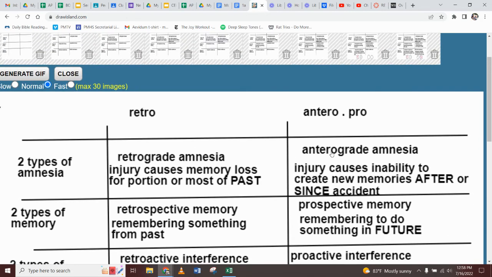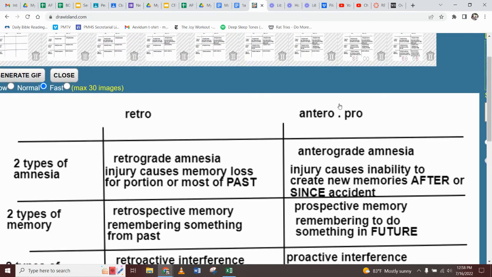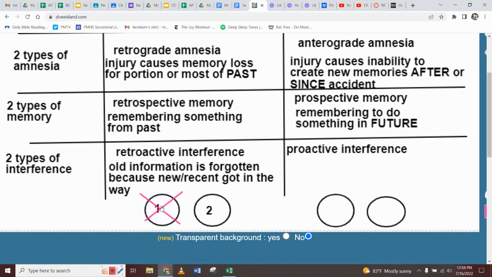Okay, and then finally, the 2 types of interference. We're going to start with retroactive. Again, remember, all of this is old, so that's kind of the way we're trying to remember it. In our class, we try to just think about retro means that the old is forgotten. Pretty much, look what happens in this column. Old is forgotten unless it's a memory and you're remembering it. And so with retroactive interference, the old information is forgotten because the new or the second thing or the recent thing you learned got in the way. All right, that means the opposite is going to be true here.